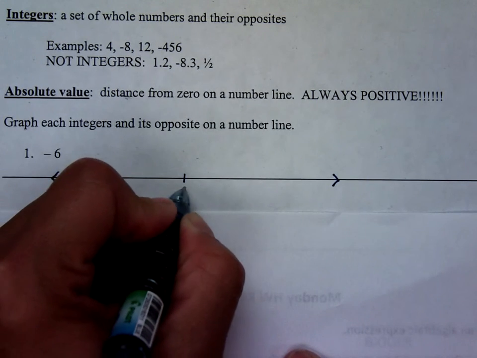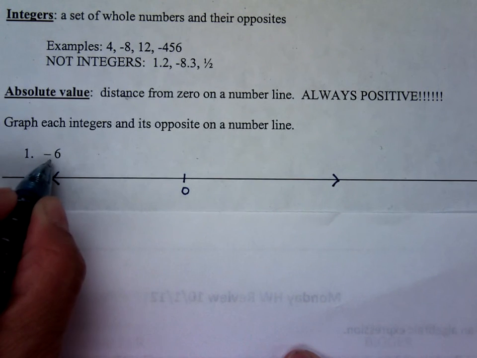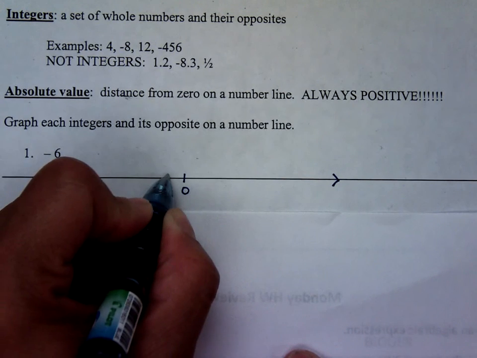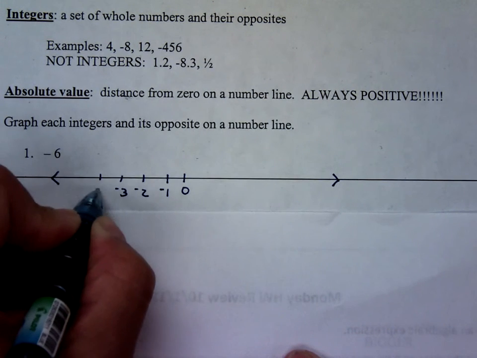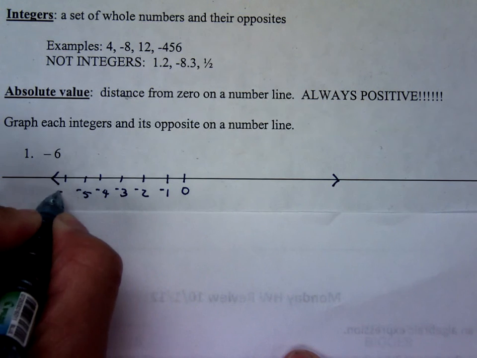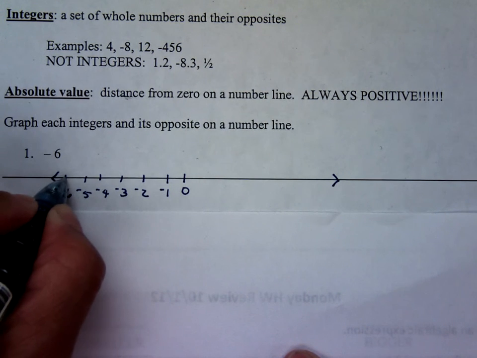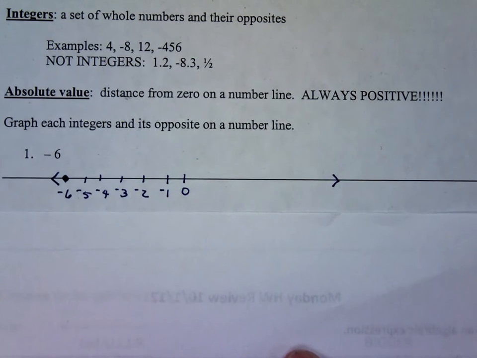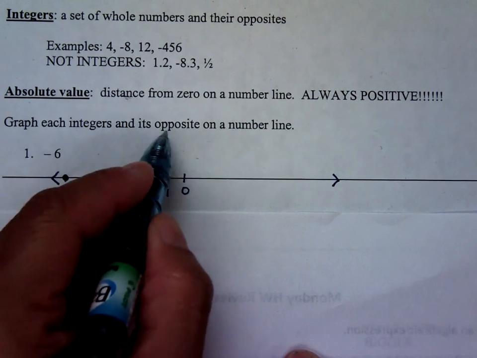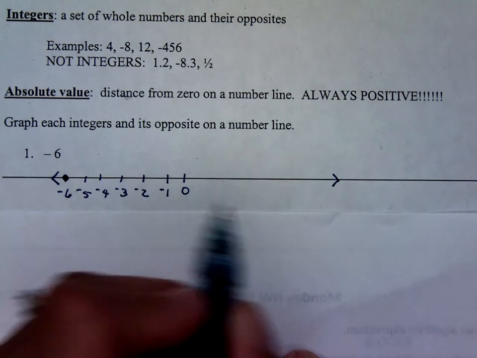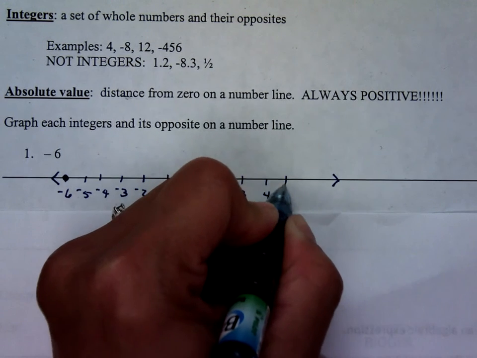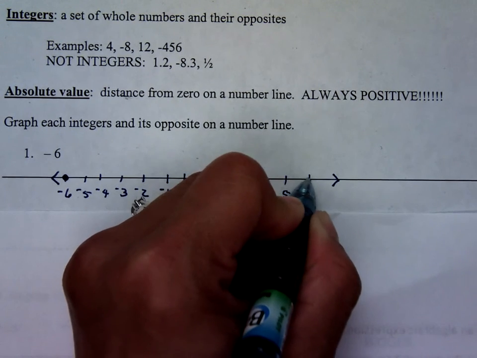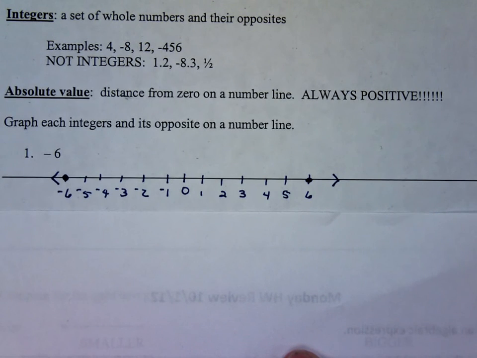I always start with a 0 in the middle. It says -6. -6 is on the left-hand side, so you start closest to 0 and put -1, -2, -3, -4, -5, and -6. Then I'm going to graph it, so put a dot where that tally mark is. But then it says its opposite, so the opposite of -6 is +6. Here you have 1, 2, 3, 4, 5, 6, and you make the graph. And there you go. That is how you graph an integer and its opposite on the number line.